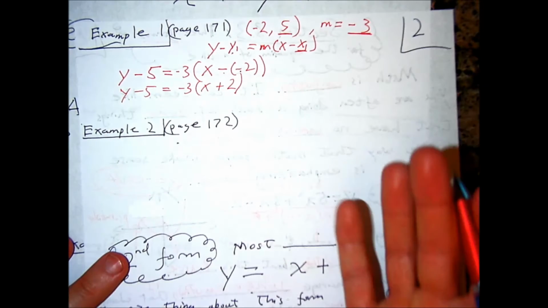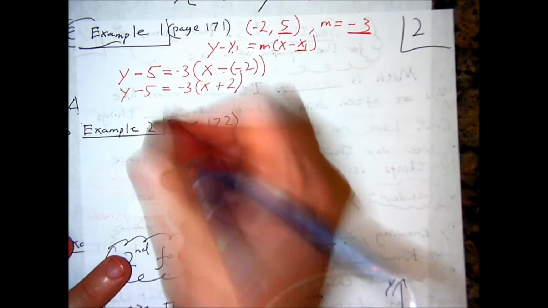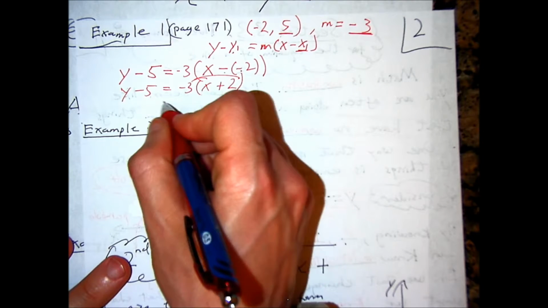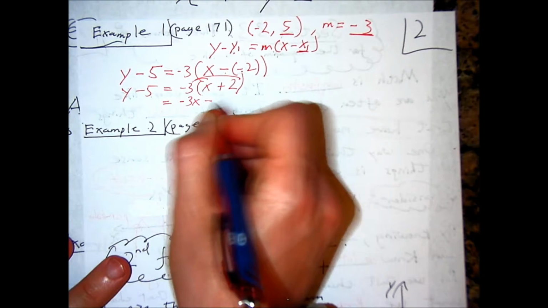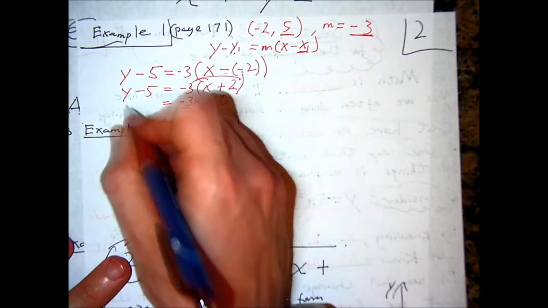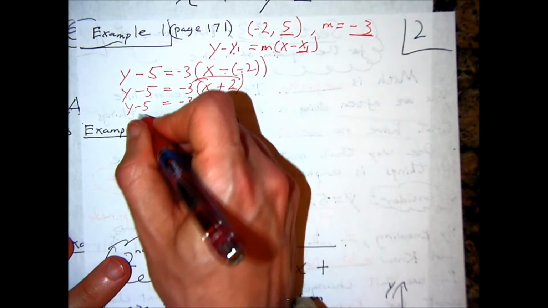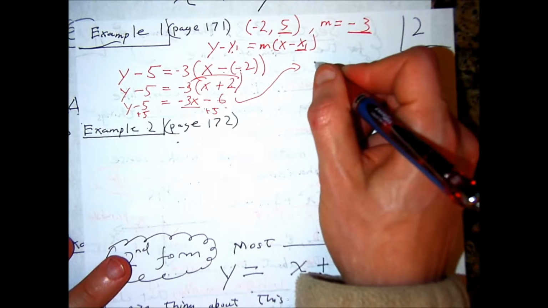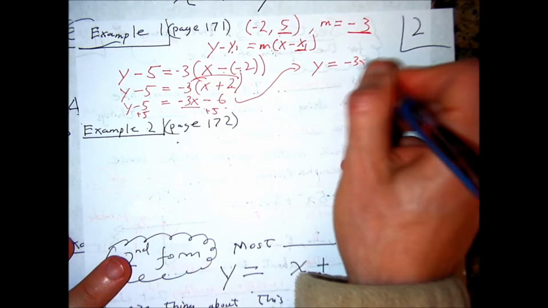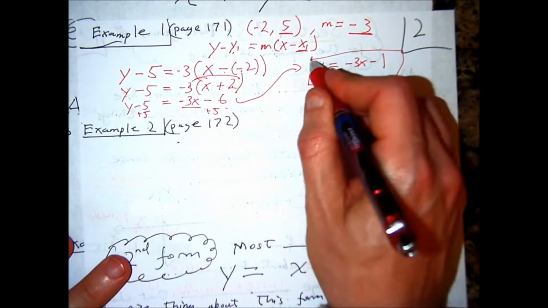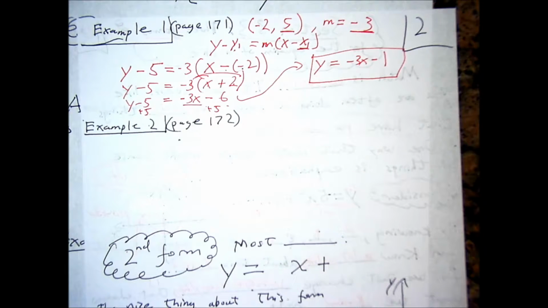Now it says solve it for y. So let's first distribute this -3, and then we get y is equal to -3x minus 6, because -3 times 2 is -6. -3 times x is -3x, and we still have y minus 5 here. Then we'll go ahead and add 5 to both sides, and this makes it y is equal to -3x minus 1. So we've solved for y, y is by itself, and this is going to be our answer. So it took a little bit of moving things around, but that's pretty much all you have to do.